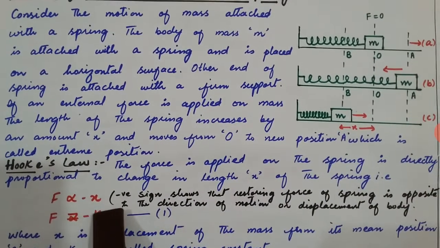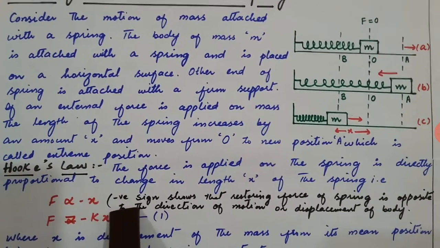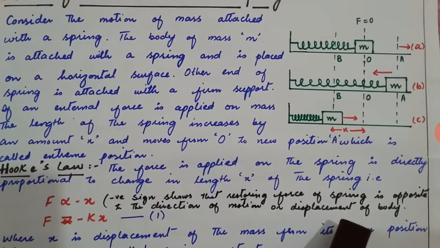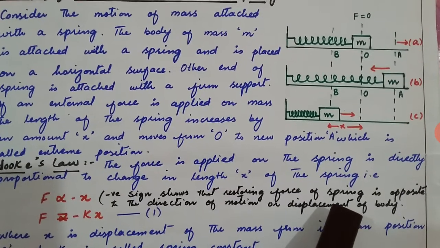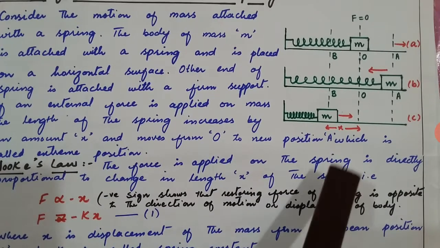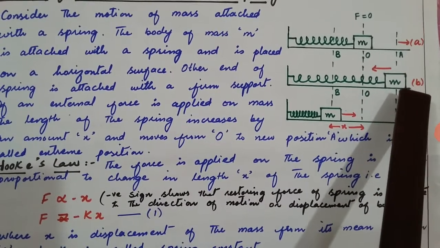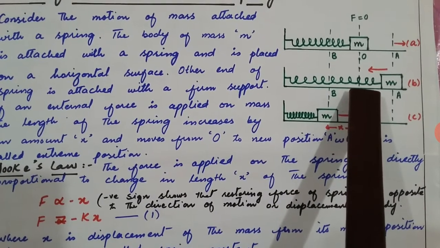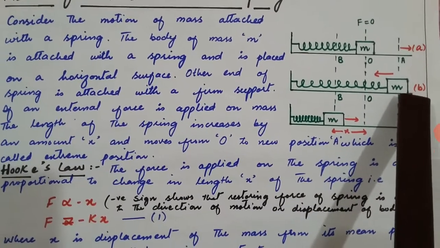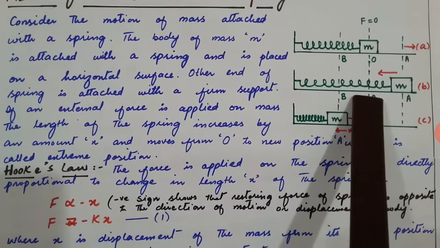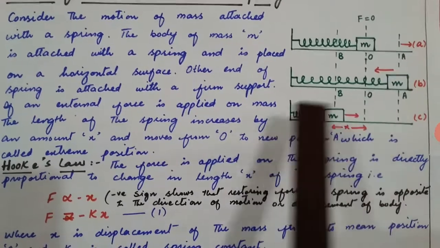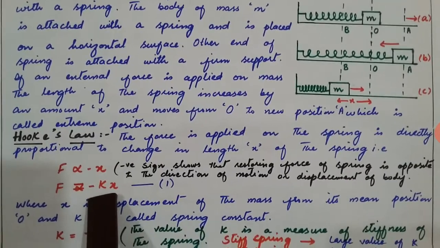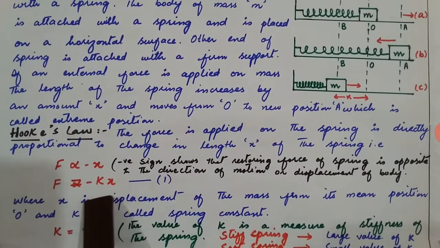Here the negative sign shows that the restoring force of a spring is opposite to the direction of the motion or displacement of the body from the mean position. We apply the force on the body towards the right, but the body will move towards the left. F is equal to minus kx. k is a proportionality constant. It is called the spring constant.